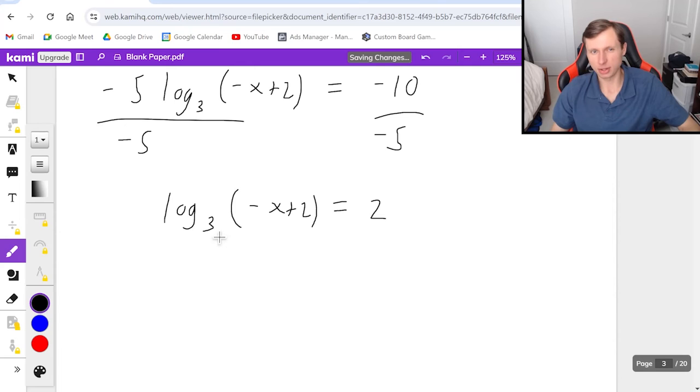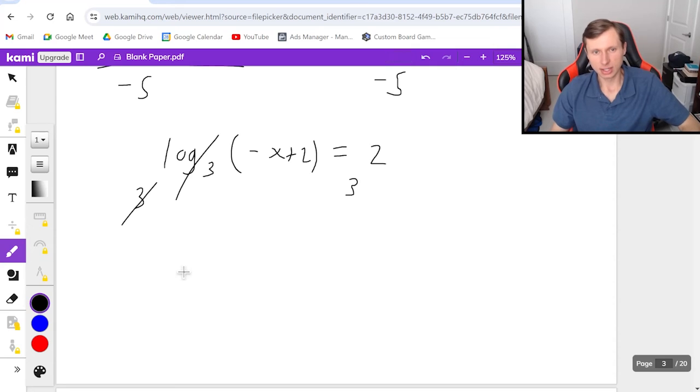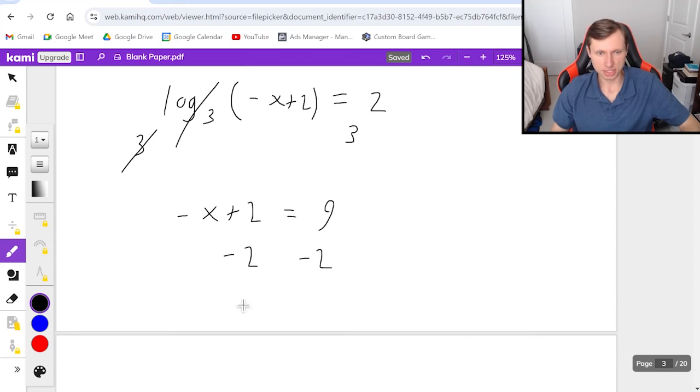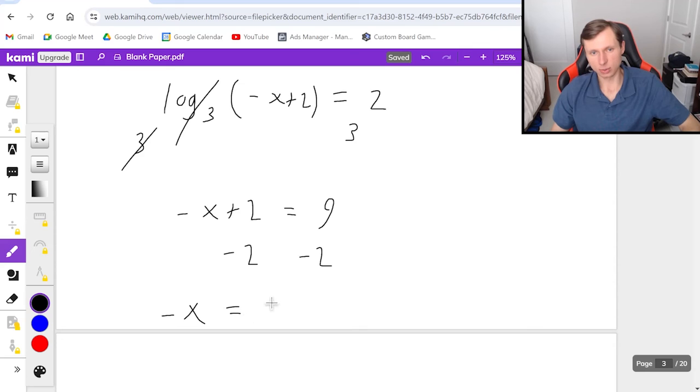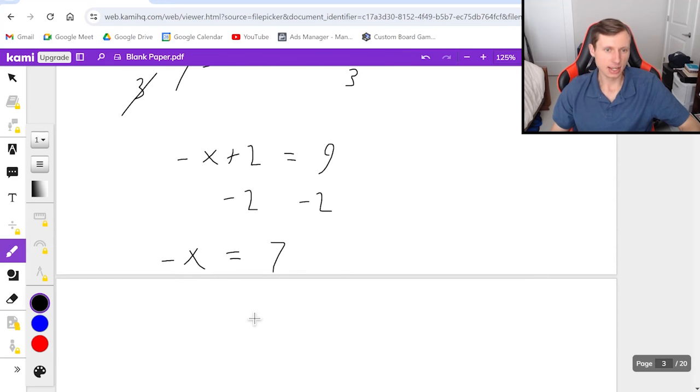Now I want to cancel out the logarithm. That's going to involve taking base 3 of both sides. The 3 and the log cancel, leaving me with negative x plus 2 equals 3 squared, which is 9. Now I got to subtract 2 from both sides. Negative x equals positive 7. And finally divide both sides by negative 1. So x equals negative 7.